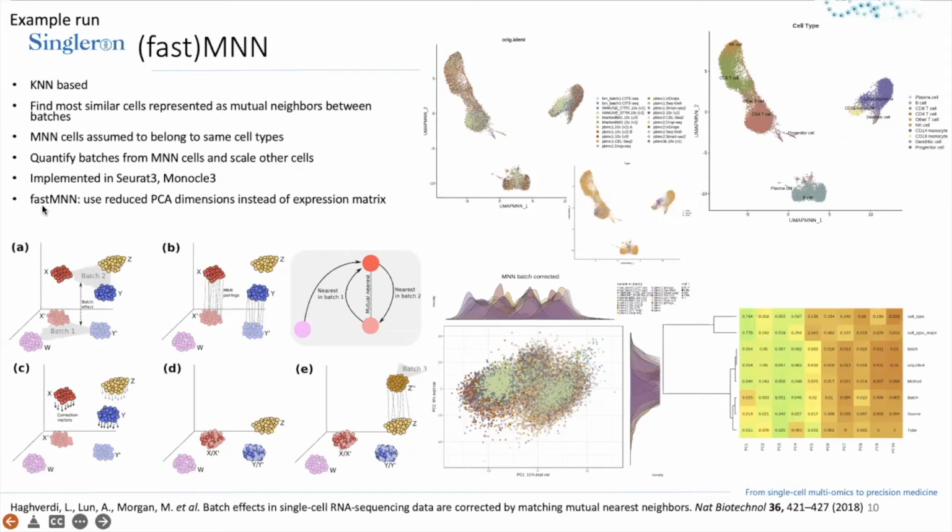So here we actually tested the fast MNN. It used the reduced PCA dimensions instead of the expression matrix, which improves the speed a lot.